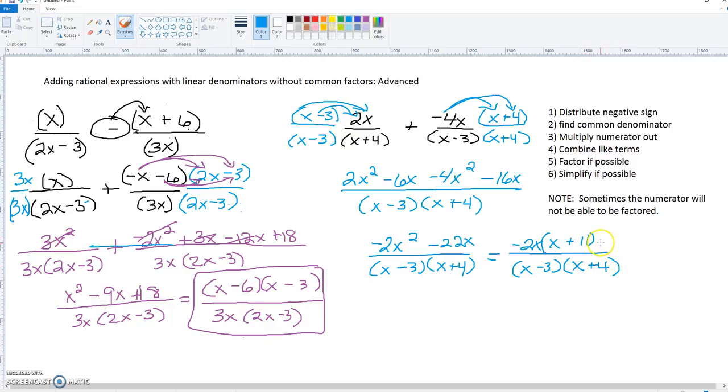And again, at this step, you would check to see if you could cancel anything out. Chances are you won't be able to with this topic. And so this will be your answer. But you'll need to make sure that you factor the top, because if you don't and you just put this in, of course, Alex will mark it wrong.